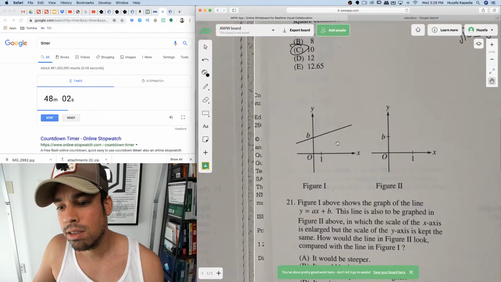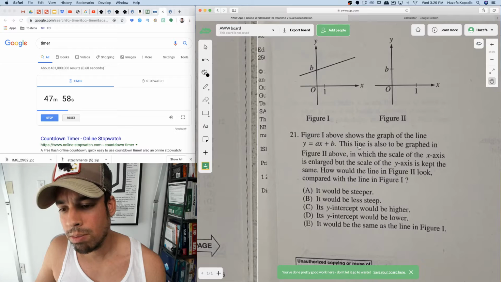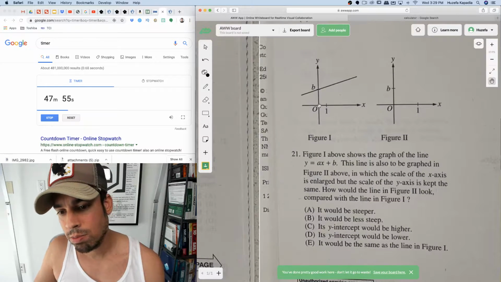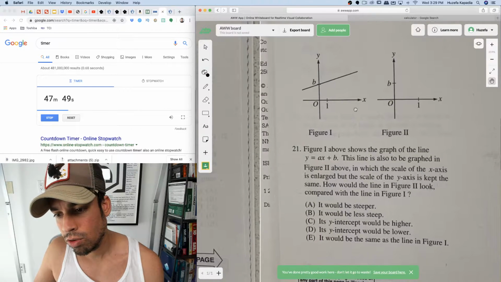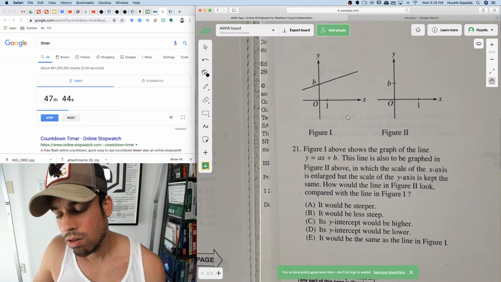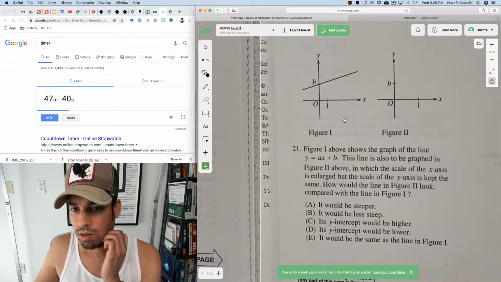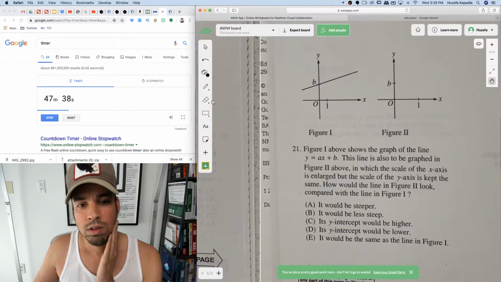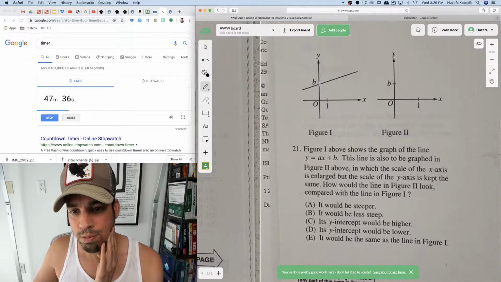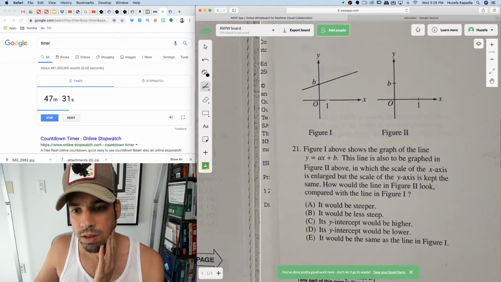That is it. Figure 1 above shows the graph of the line y equals ax plus b. This line is also graphed in figure 2, in which the scale of the x-axis is enlarged, but the scale of the y-axis is kept the same. Oh my god, that's weird. Never seen a question like this before, but no worries. I can figure it out.